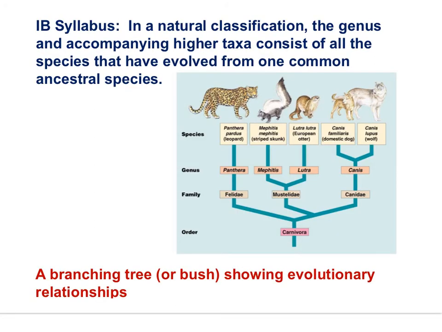In this diagram, you can see the taxa here, order, family, genus, species. You can see that the domestic dog and the wolf have the same genus, Canis, and have evolved from a common ancestor that was in the Canidae family and the Carnivora order. The wolf and the domestic dog are closely related because they share a recent common ancestor.